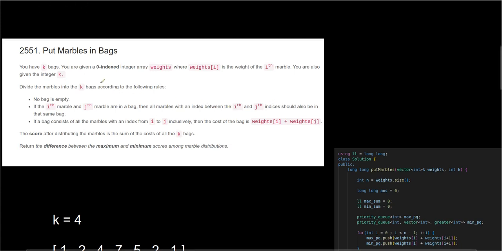Hi, this is a LeetCode question. Put Marbles in Bags. This is the third question of Weekly Contest 330.